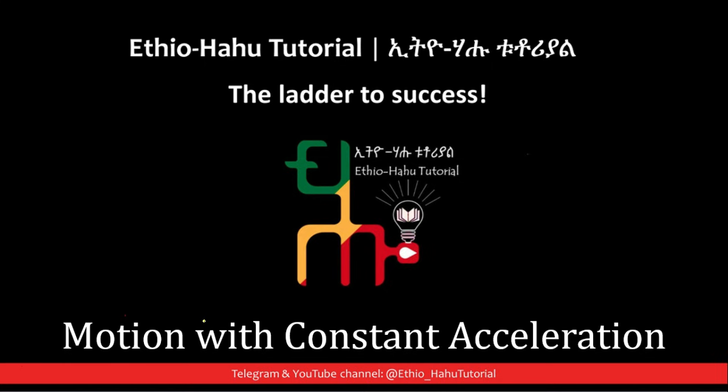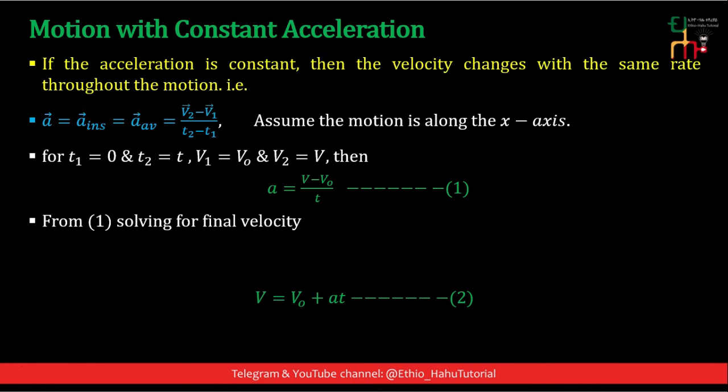Today, we are going to see about motion with constant acceleration. For motion with constant acceleration, we are going to see different equations of motion that can be used to solve problems related to kinematics of particles. If the acceleration is constant, then the velocity changes with the same rate throughout the motion. That means if an object moves with constant acceleration, the rate of change of velocity is the same throughout the motion. In that case, average acceleration and instantaneous acceleration are the same.